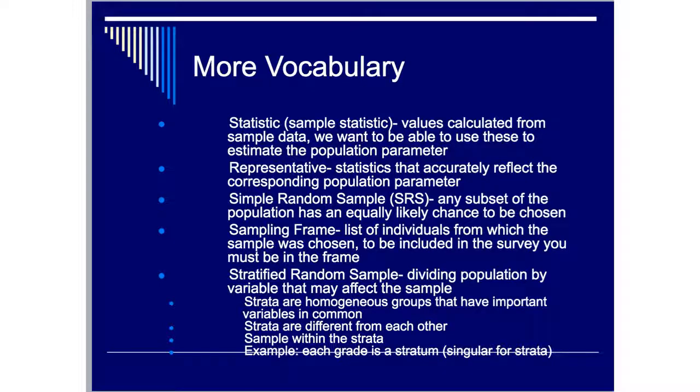The statistic comes from a sample. The sample proportion, the sample mean, the sample standard deviation, the sample median, those are statistics. Values calculated from the sample data. We want to be able to use these to estimate the parameter. So we're using our sample mean to estimate the population mean. A statistic is representative if it accurately reflects the corresponding population parameter.